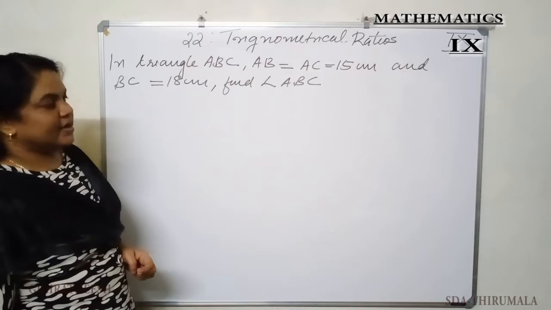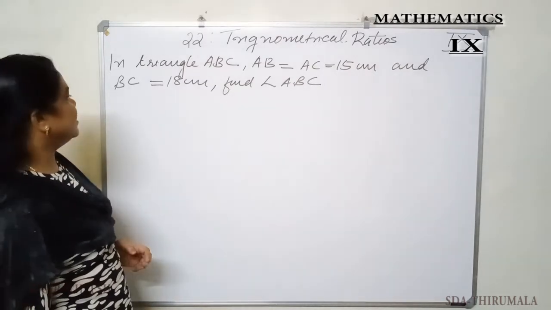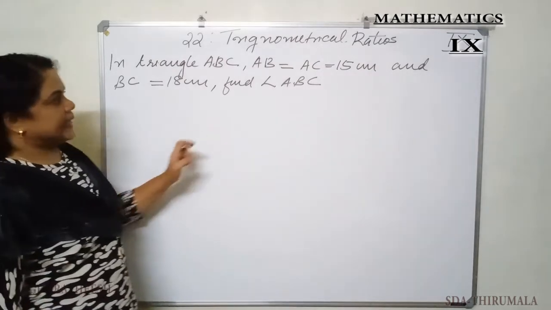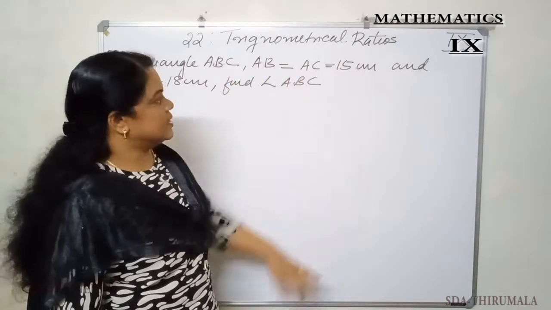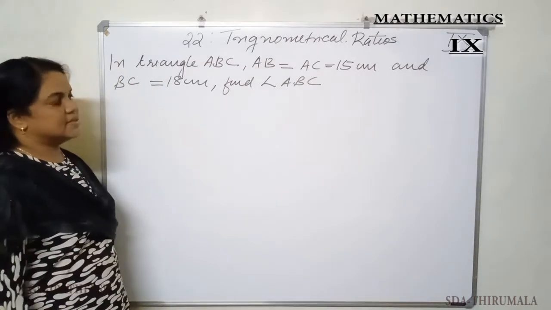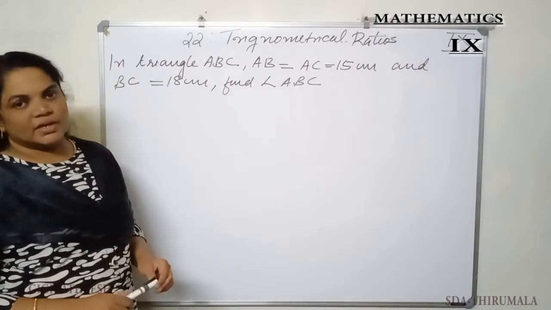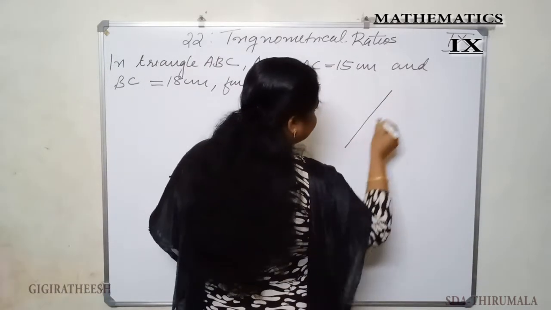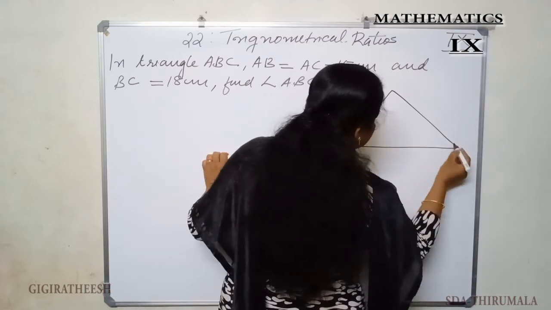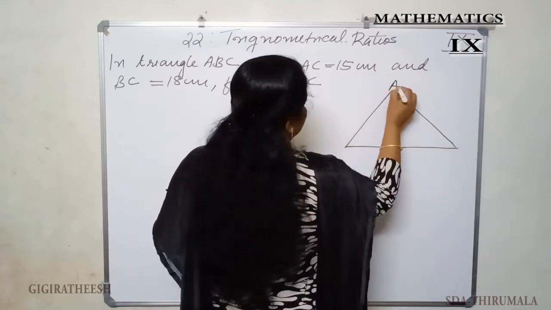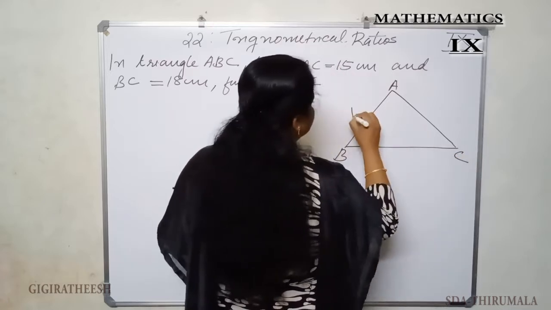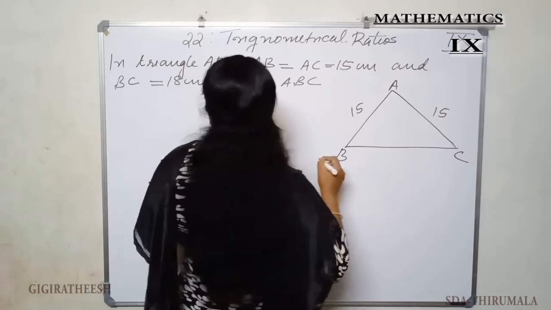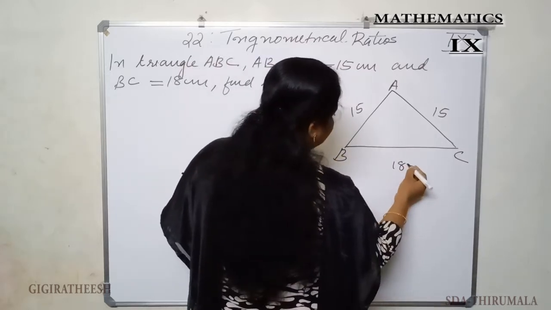Next question. In triangle ABC, AB is equal to AC is equal to 15 centimeter and BC is equal to 18 centimeter. Find angle ABC. Since AB is equal to AC is equal to 15 centimeter, this is an isosceles triangle, because two sides of the triangle are equal. BC is equal to 18 centimeter.